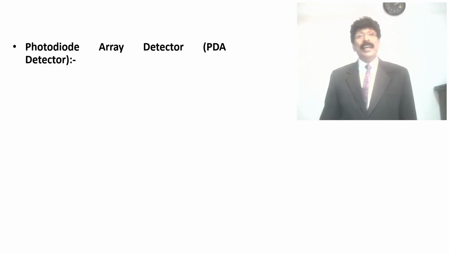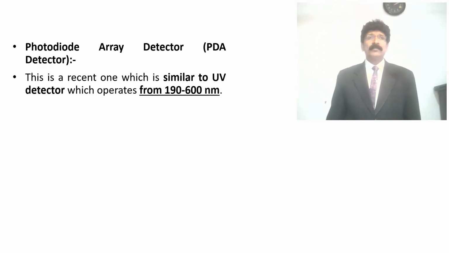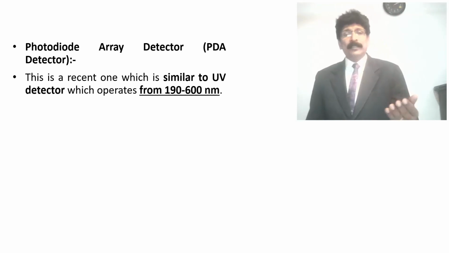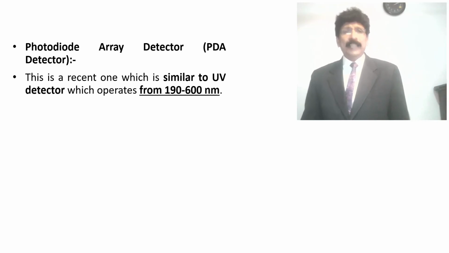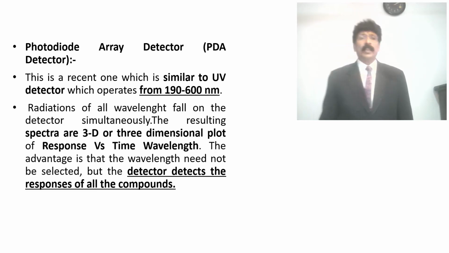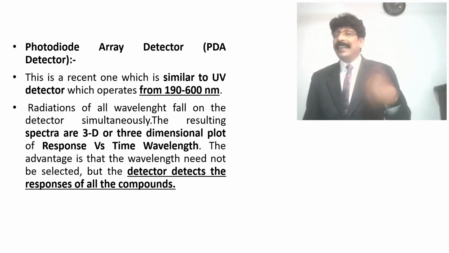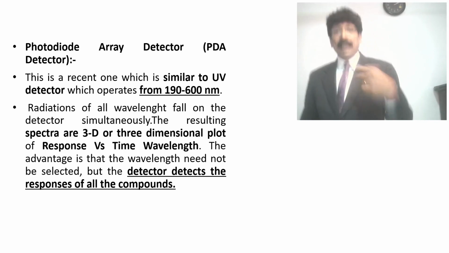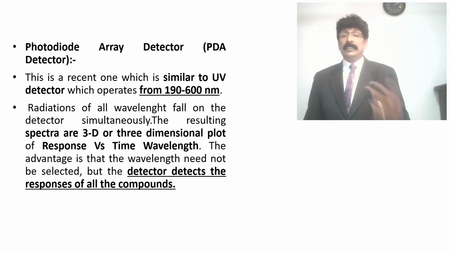Photodiode array detector is also available, the PDA detector. This is a recent one, from little before, 20 or 25 years before. It is similar to a UV detector, which operates from 190 to 600 nanometers. Radiation of all wavelengths falls on the detector simultaneously. The resulting spectra is a 3D, or three-dimensional, plot of response versus time and wavelength.